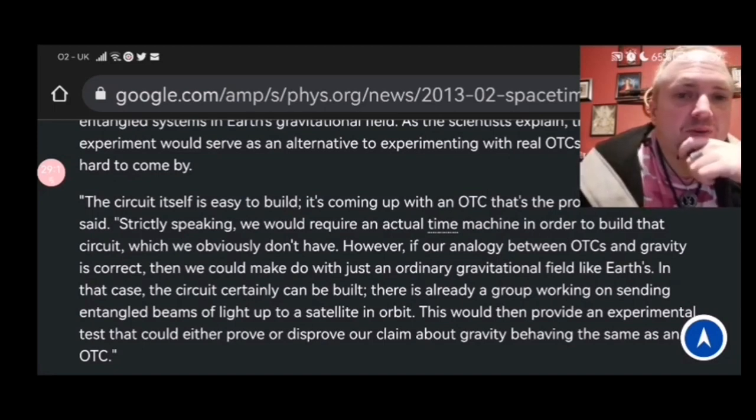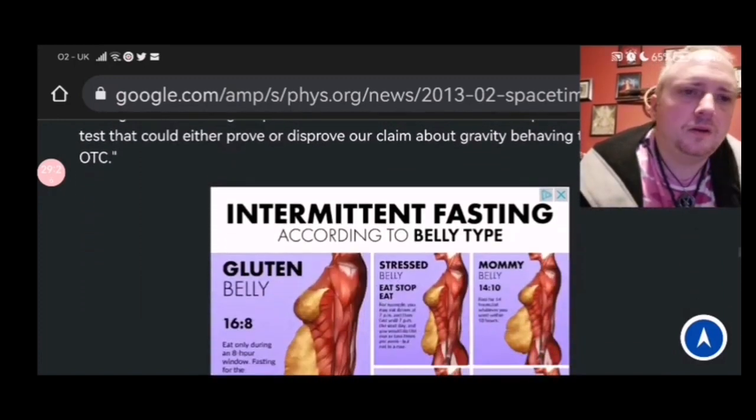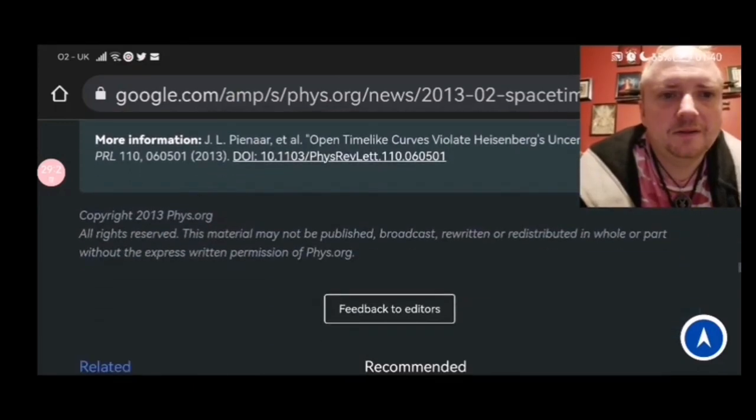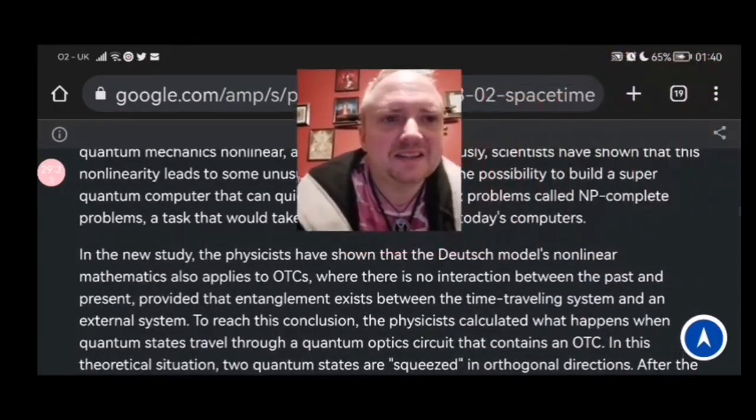This would then provide an experimental test that could either prove or disprove our claim about gravity behaving the same as an OTC. Oh, I want to see the results. Man. So yeah. Oh my word. Fascinating stuff.